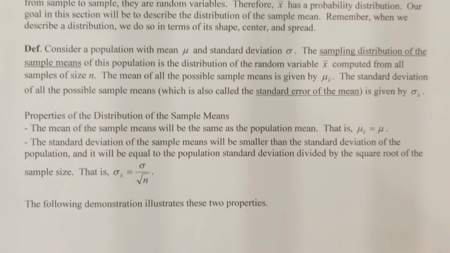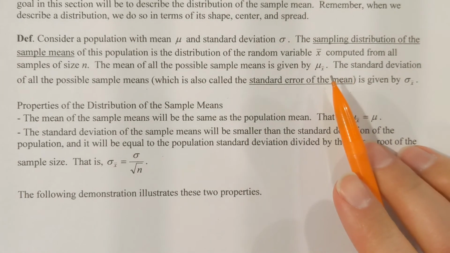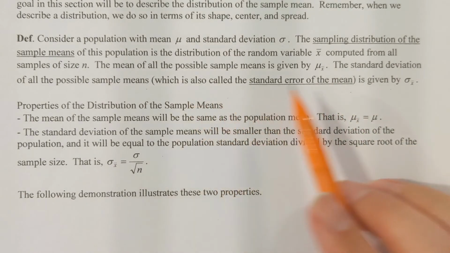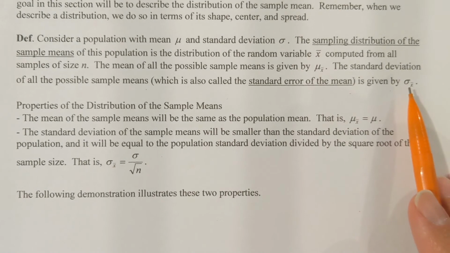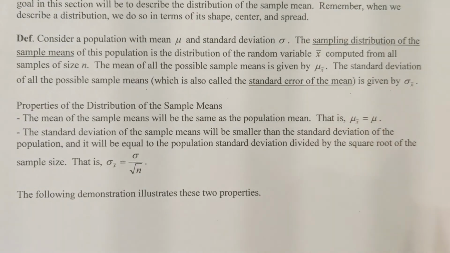Okay, there's another definition. Consider a population with mean mu and standard deviation sigma. The sampling distribution of the sample means of this population is the distribution of the random variable X bar computed from all the samples of size n. The mean of all the possible sample means is represented by mu sub X bar, and the standard deviation of all the possible sample means is represented by sigma sub X bar. We sometimes call that the standard error of the mean. Now that's terminology that you'll see in the book.